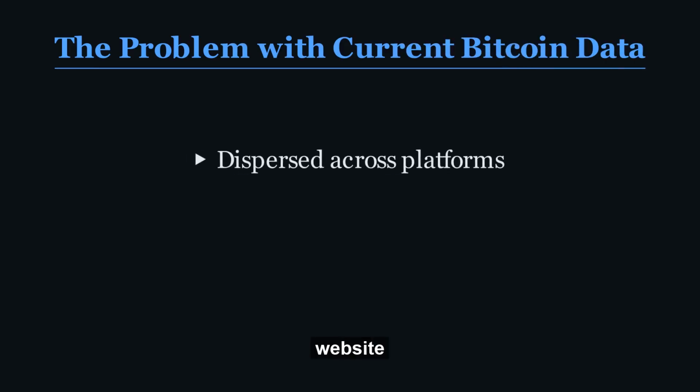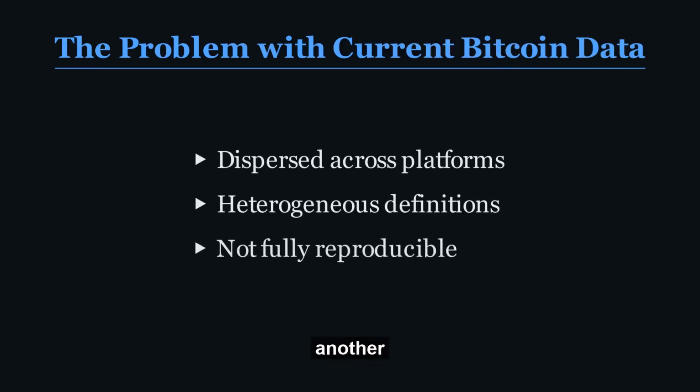Think about it, one website might count transactions differently than another. One research paper might use a slightly varied definition of active addresses compared to the next. This isn't just an academic nitpick, it's a fundamental flaw. If researchers can't agree on what the data means, or can't reproduce it from first principles, then any conclusions drawn from that data are built on shaky ground. It's the classic garbage in, garbage out problem, but for a multi-trillion-dollar asset class.